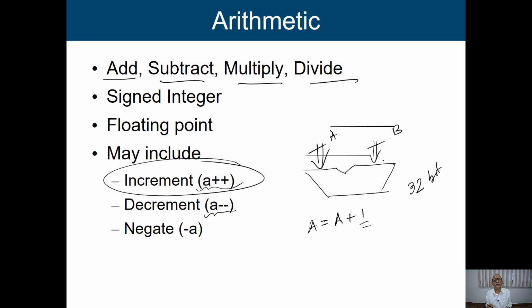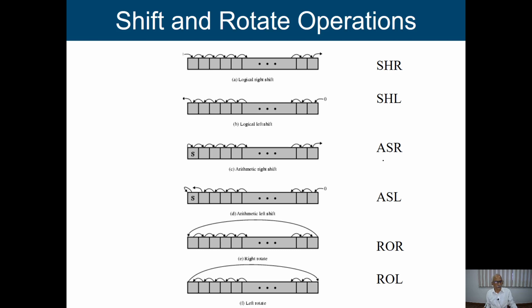So some processors give operations like increment, decrement, etc. Then we have some operations called shift and rotate. We have already discussed registers. We know that we have a shift register, either left shift or right shift. Since we are working with a register, we can keep some instructions also, so that we can perform the shift and rotate operations.